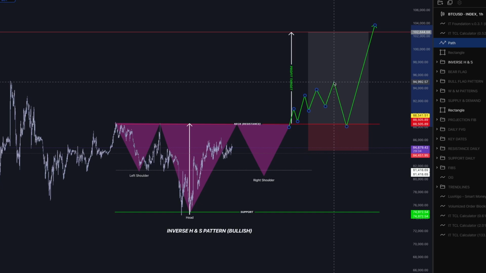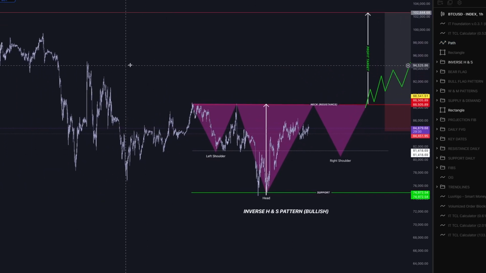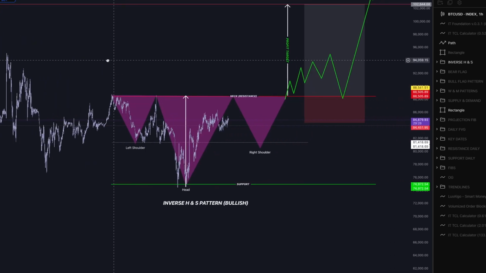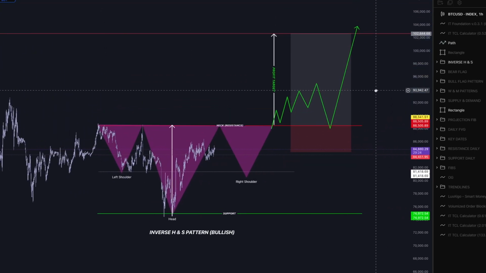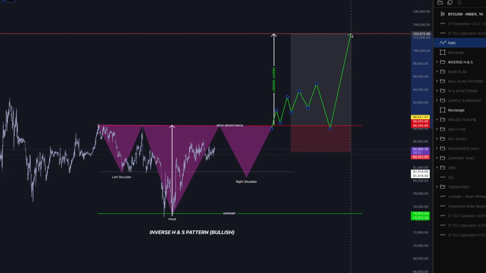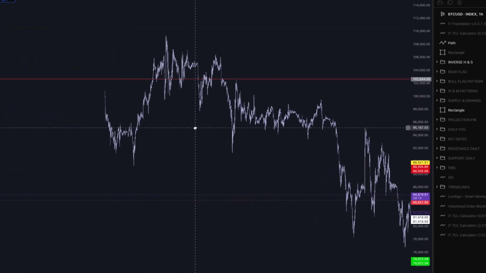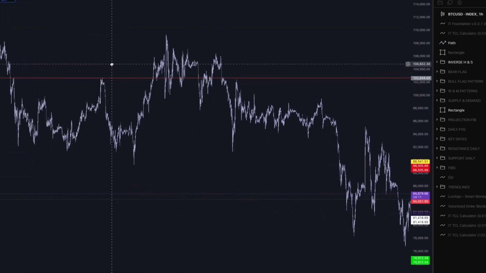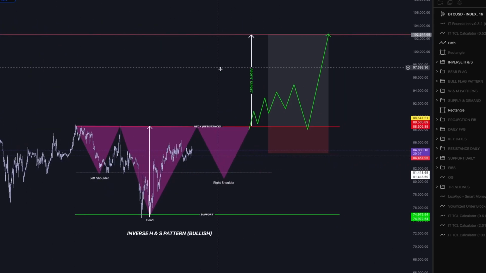I think 94, 95 is also going to be a huge resistance level for Bitcoin, and that could send us right down into our entry. And then, if this was to play out, that level is 102-ish, which is also a massive level for Bitcoin. You can see the resistance we have at 102. So that would be a good trade.